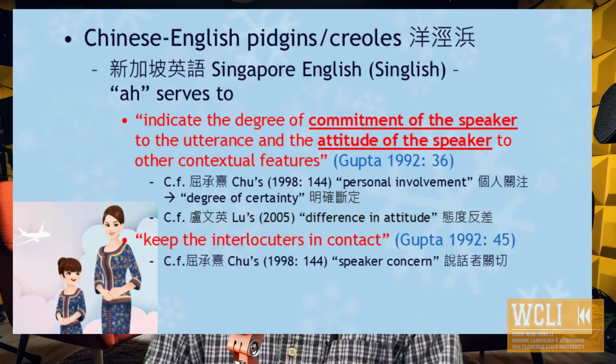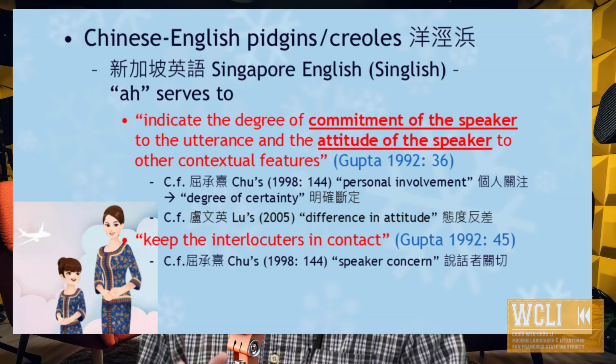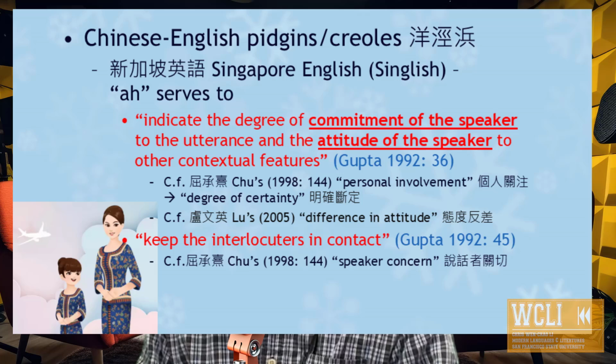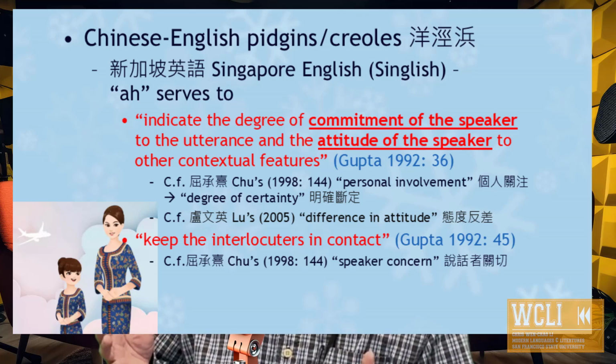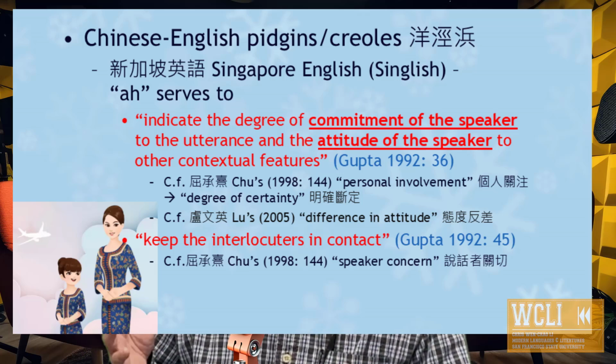The presence of the sentence final particle "a" in Singapore English has been studied extensively. Anthea Gupta writes that "a" serves to indicate the degree of commitment of the speaker to the utterance and the attitude of the speaker to other contextual features. This is very much like Chauncey Chu's parameter of personal involvement, especially the degree of certainty part.